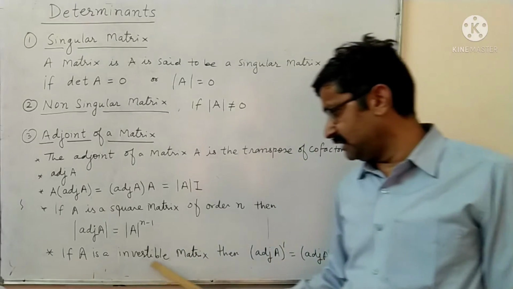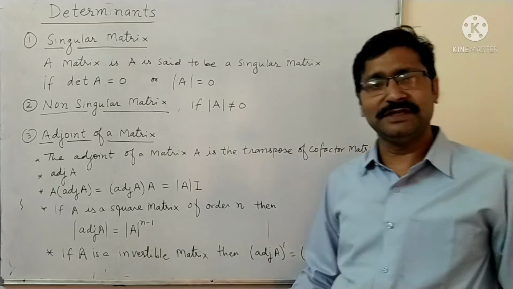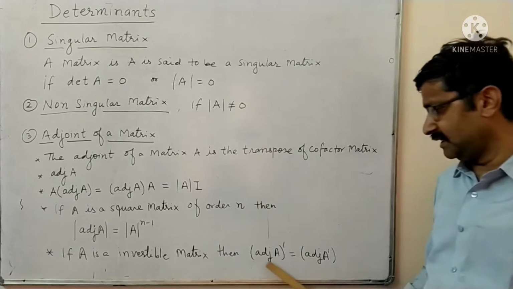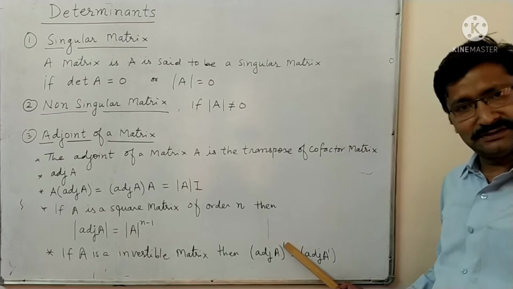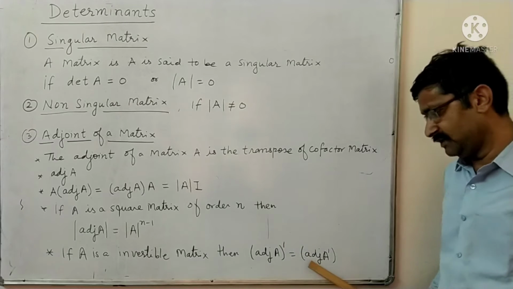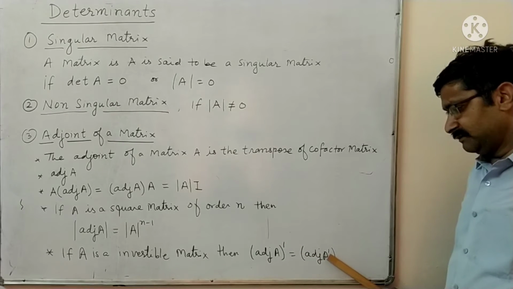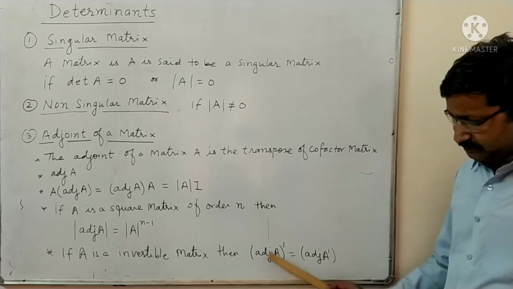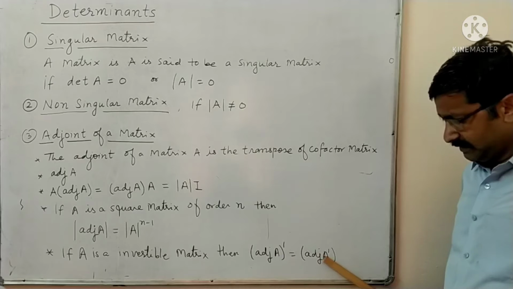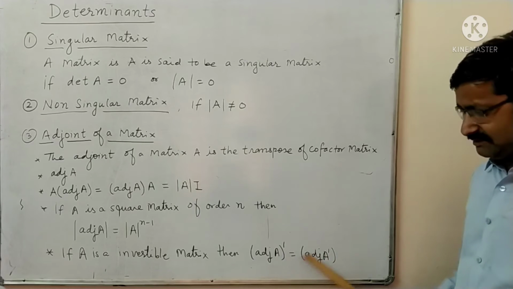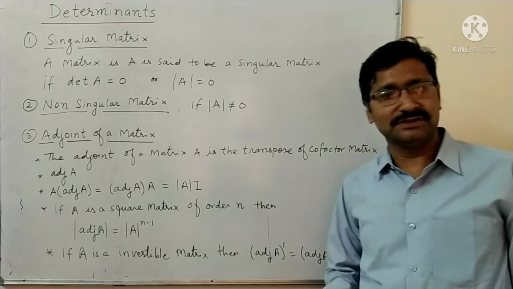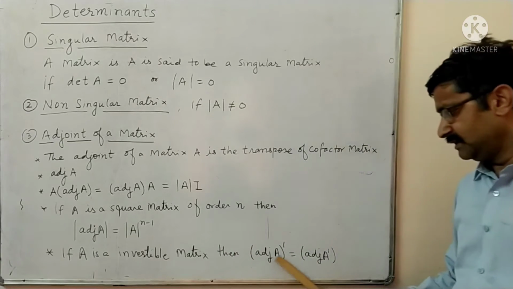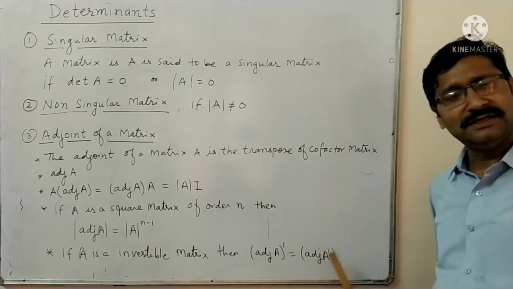Now if A is an invertible matrix, invertible means we can find the inverse, that is called an invertible matrix. If it is an invertible matrix, then the transpose of adjoint A, or the adjoint of A transpose, here is the whole transpose and here is only A transpose, so both are equal. This type of question, in a multiple choice question, asks which one is true and which one is false. That type of question is given. This is true here.